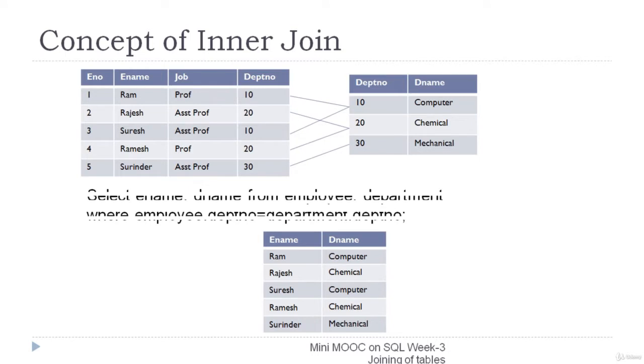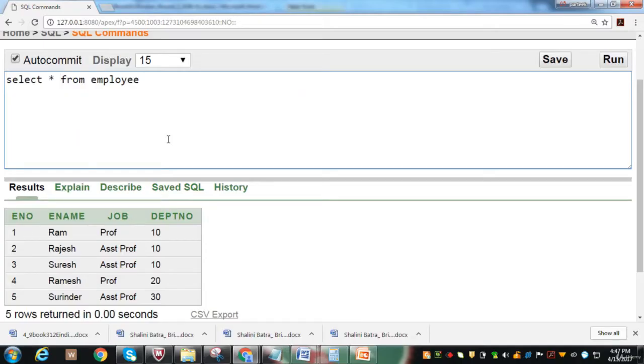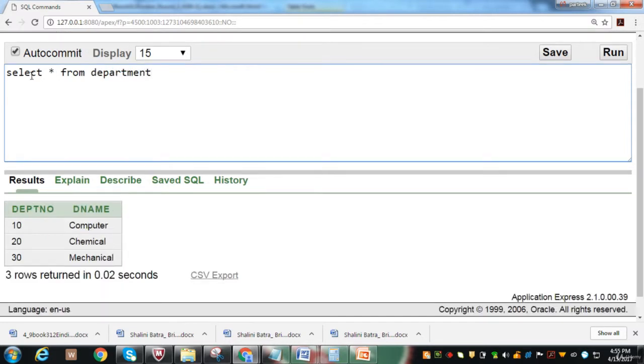The example which we have discussed earlier is a case of equi-inner join, because here the where condition is based on the equality operator. Let's execute these commands to understand the implementation of join. Here we have an employee table with 4 columns: e number, e name, job and department number, and there are 5 records in this table. In the department table we have 2 columns: department number and d name, with 3 records, one for computer, another for chemical, and third for mechanical.